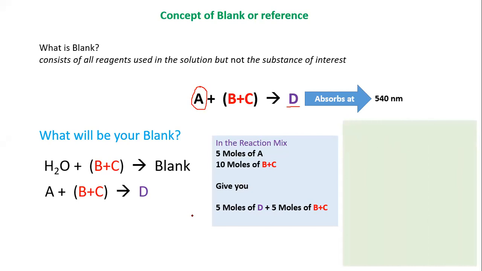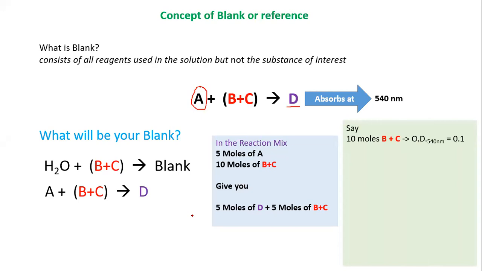Now there is a bit of a problem here. What will be your blank? Blank will be 10 moles of B plus C, because blank will not have any reaction happening in it.